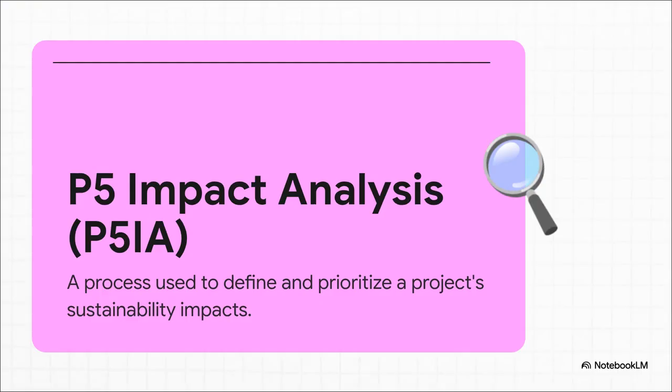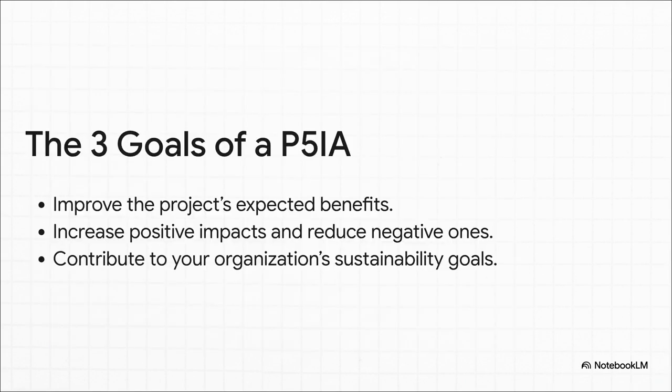At its heart, the P5IA is a formal process. It's designed to help you identify, define, and this is the most important part, prioritize a project's sustainability impacts. It's not just about making some long list. Nope, it's about figuring out what really matters so you can actually do something about it. And this really gets to the why.